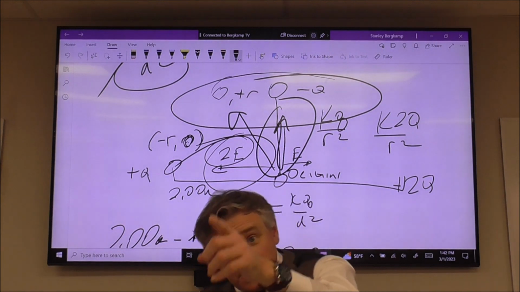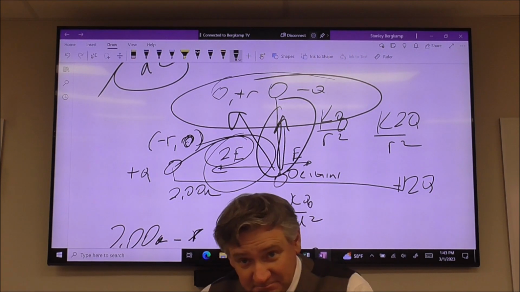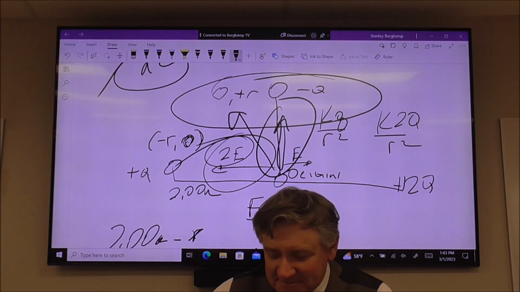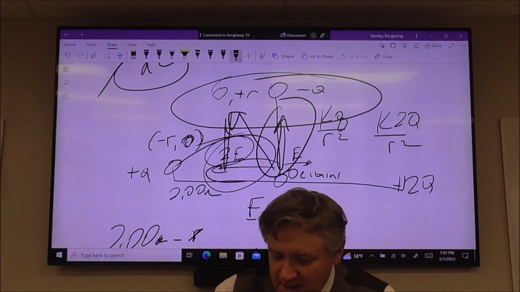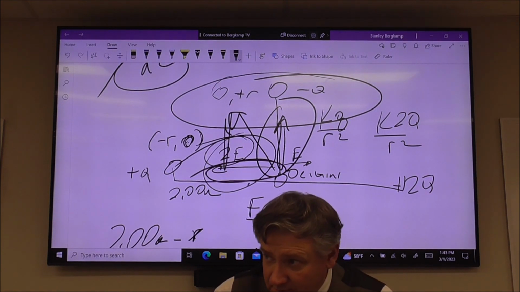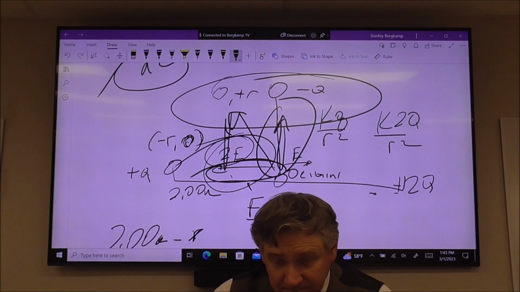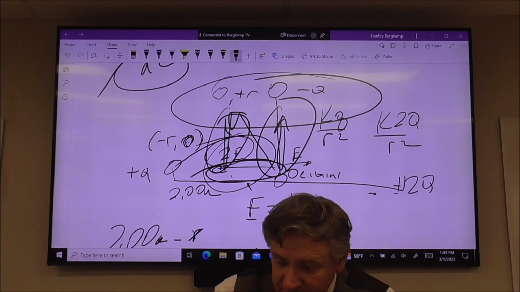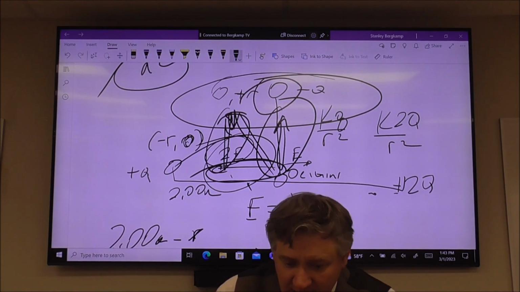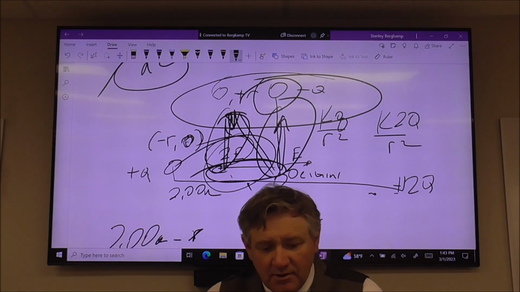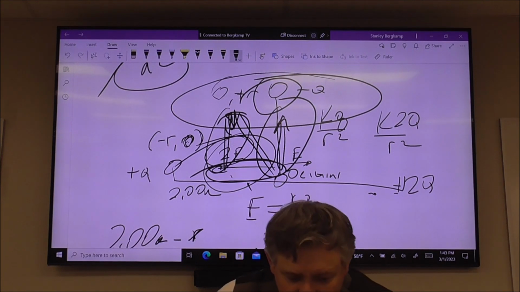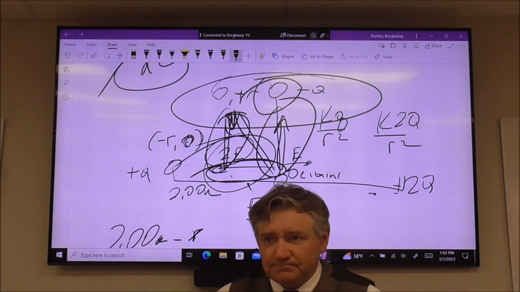So now this is where you're going to use the Pythagorean theorem. Indeed. So you're going to have the net electric field created by these two, and the net electric field created by that. Use the Pythagorean theorem. There you go. And your answer is either B, C, or D.